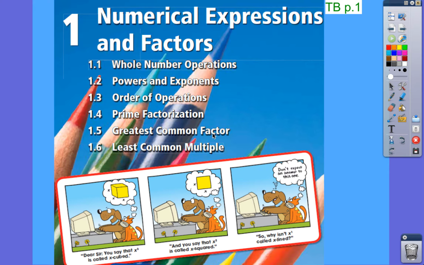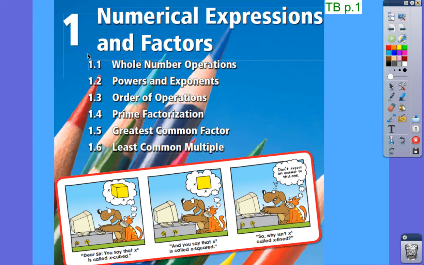Before we get started with the content, I want to talk to you for a few minutes about what you can find at the beginning of each chapter in your math textbook. You'll see that this opening page lists the lessons that are included in the chapter. In this case, it's lesson 1.1 through 1.6. Most chapters have anywhere from 4 to 7 lessons depending on the content in that chapter.